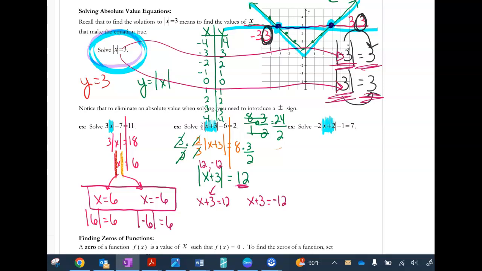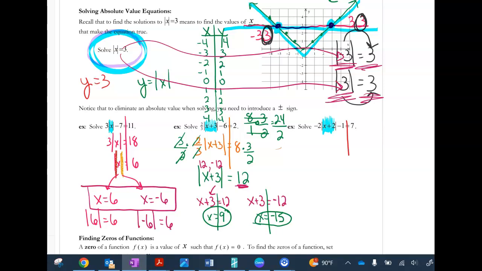So in the first situation, I'm going to subtract 3, and I get 9. And then in the other situation, when I subtract 3, I'm going to get negative 15. All right, so we're getting 2 answers. All right, let's go to the next one.